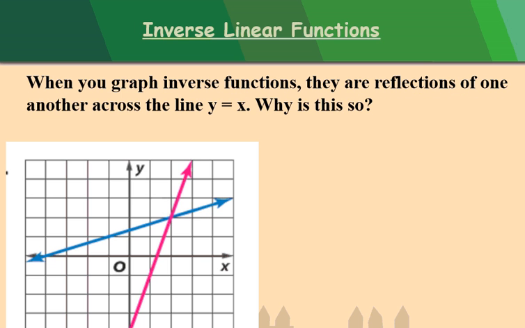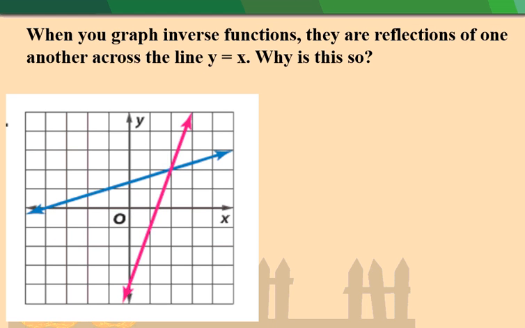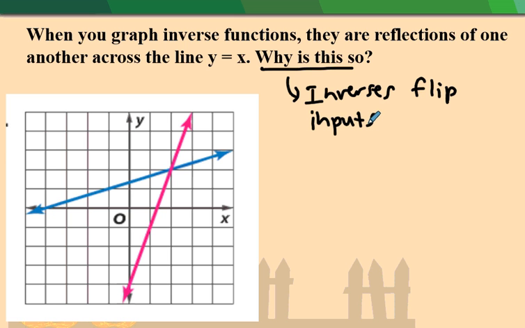So, an original graph and an inverse graph, when you graph them, they are reflections of one another across the line y equals x. Why is this so? The reason is because inverses flip inputs and outputs. So the only points that won't get altered are any points that are on the line y equals x. If you are on the line y equals x, then you're going to stay on that because you're on the mirror. So the reason why this happens is because inverses flip inputs and outputs.